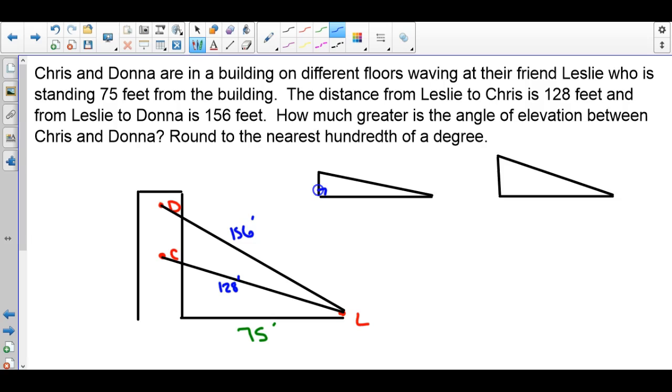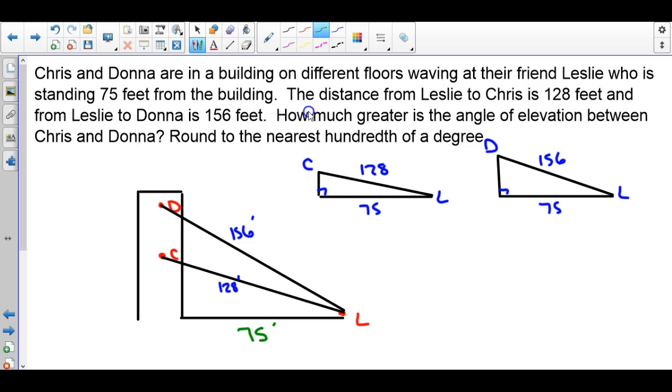So this is my right angle formed between the buildings. So here's Leslie in each of these cases. Here's going to be Donna. Here's going to be Chris. And again, this is 75, and up here was 128. And then she was 156 feet away from Donna. And again, 75 from the building.